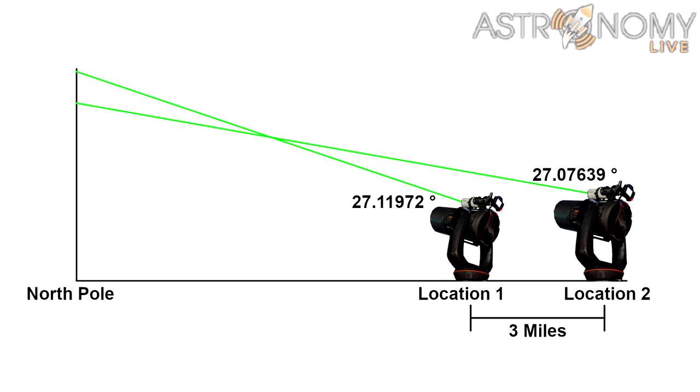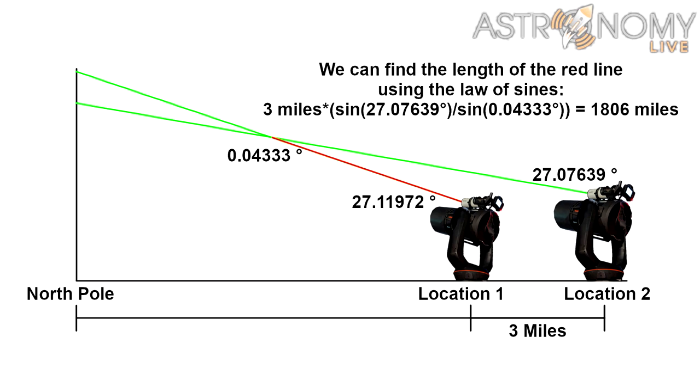Converting these readings to decimal degrees, we find that that little dot at the North Celestial Pole was 27.11972 degrees above the horizon at our first location, and 27.07639 degrees above the horizon at the second location, 3 miles south. That equals an altitude difference between the two locations of 0.04333 degrees.